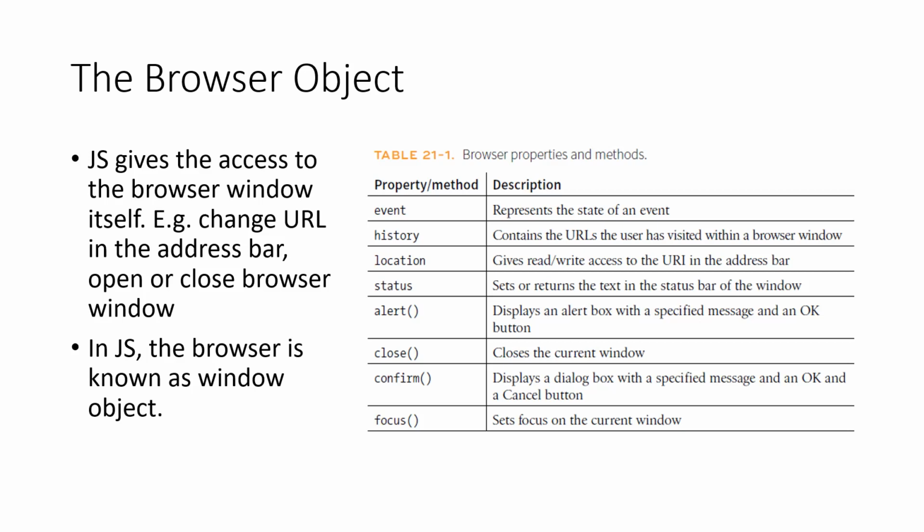Now you have different properties that we can use. We can normally say these are browser properties and methods, right? If you look at this table, it shows you browser properties and methods. You can have the event property, which represents the state of an event. History contains the URLs the user visited within the window. Location gives read-write access to the URI in the address bar. Status sets and returns the text in the status bar of the window.